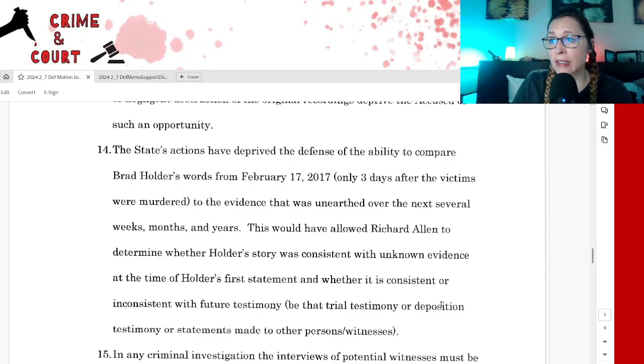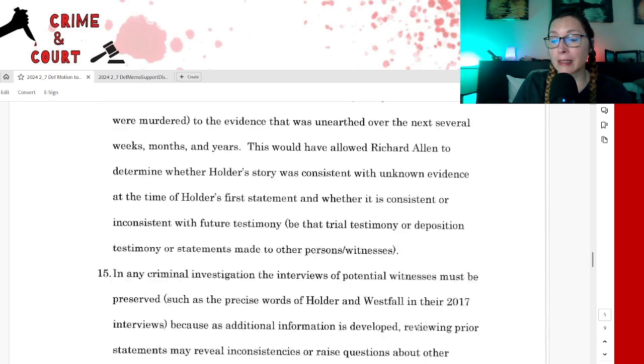The state's actions have deprived the defense of the ability to compare Brad Holder's words from February 17th, 2017, only 3 days after the victims were found, to the evidence that was unearthed over the next several weeks, months, and years. This would have allowed Richard Allen to determine whether Holder's story was consistent with unknown evidence at the time of Holder's first statement, and whether it is consistent or inconsistent with future testimony, be that trial testimony or deposition statements or testimony made to other persons or witnesses. So it's a great point.